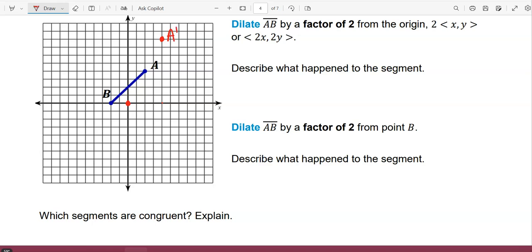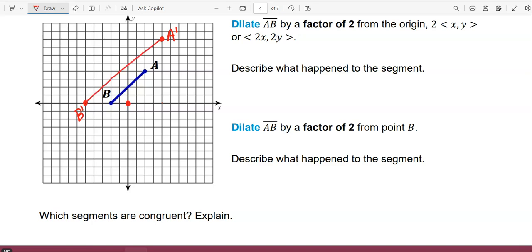So you find your path from wherever you're dilating from, here it's the origin, to the point, and then you're going to double that because it's a scale factor of 2. How do I get from the origin to point B? Left 2, double it. Left 4 from where? The origin. So left 4 from the origin, and that's going to be B prime. Draw your new line segment.